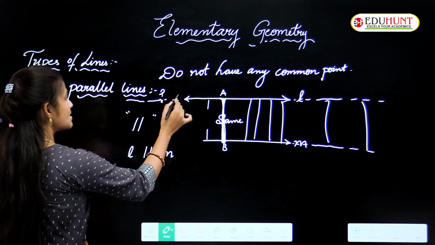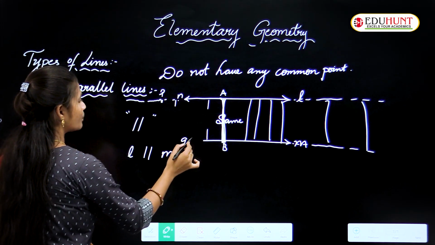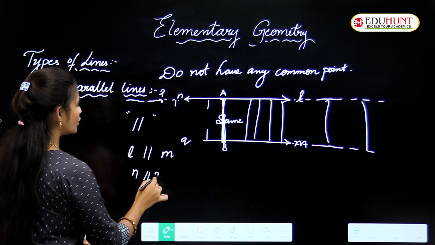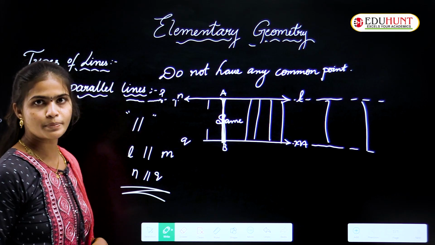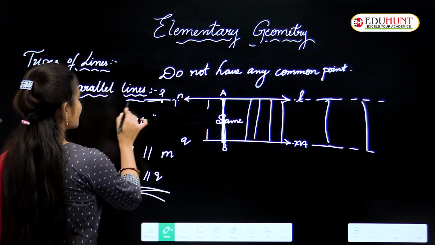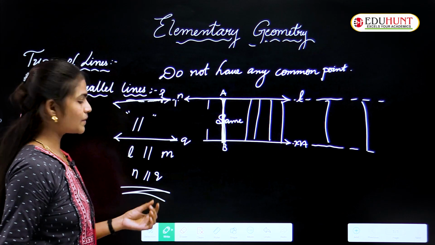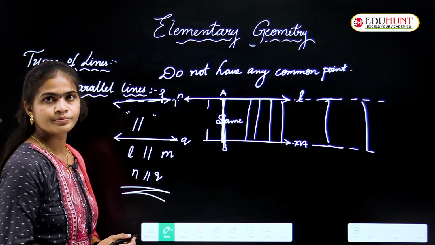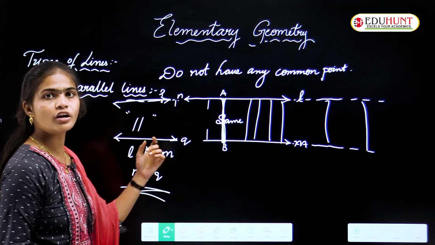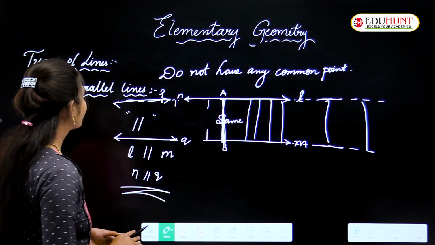For example, this is some N and this is some Q. Here N is parallel to Q. So this way we need to represent those lines. If you take some other lines, that is N and this is Q, here we can represent that N is parallel to Q. Okay, so this is the representation of parallel lines.